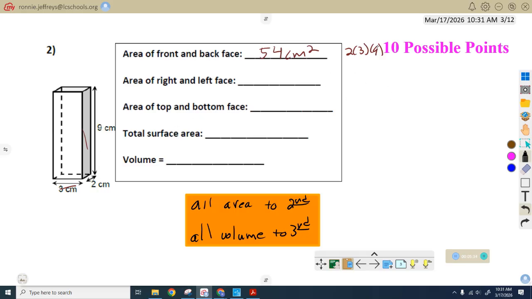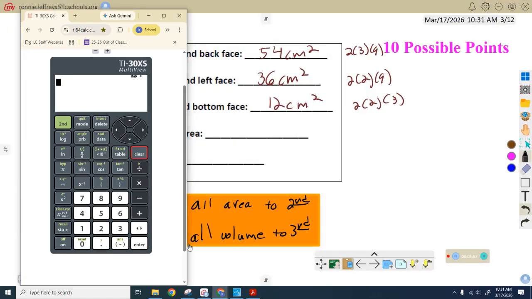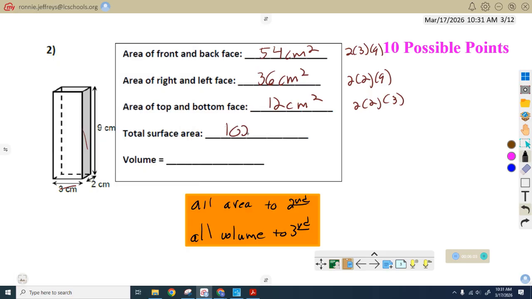All right, left and right, so this is 2 times 9. So this would be 36 centimeters squared. Top and bottom, 2 times 3, 12 centimeters squared. 4 plus 36 plus 12, so 102 centimeters.